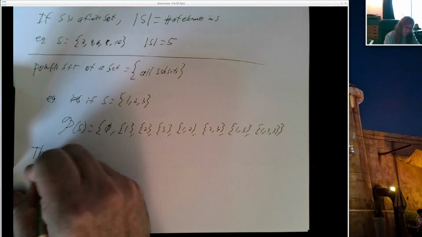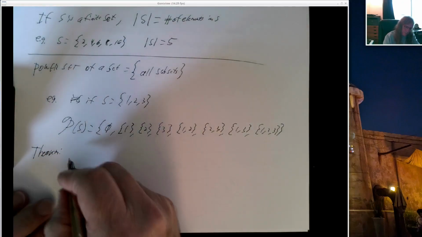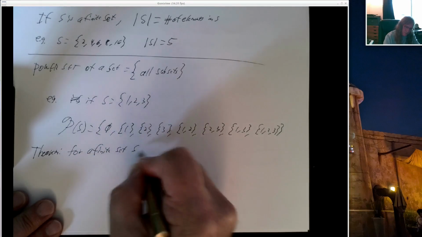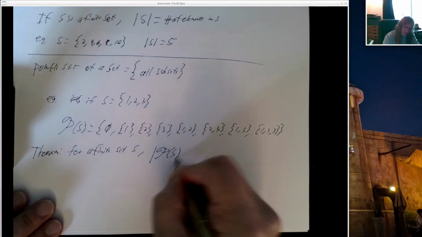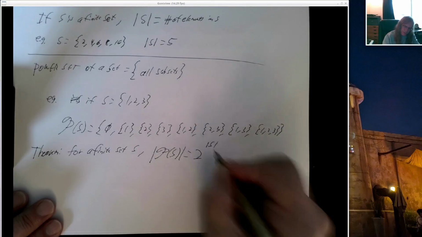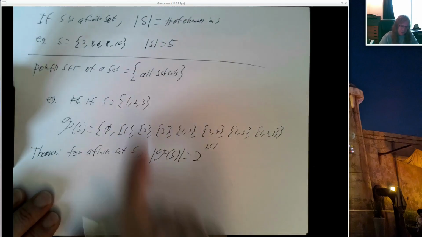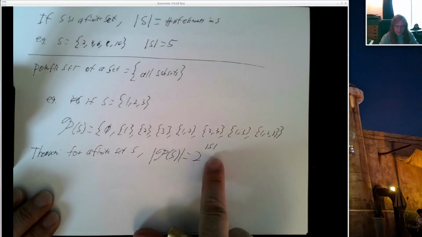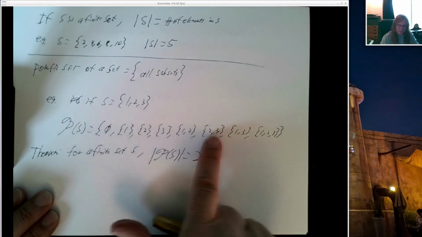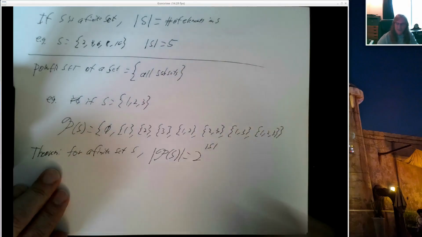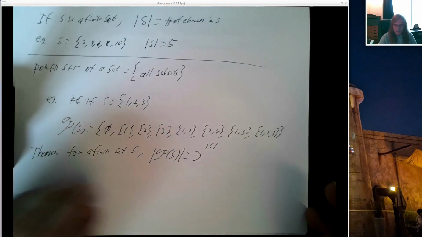So here's another theorem. For a finite set S, the number of things in the power set of S is 2 raised to the number of things in S. Our set S contained 1, 2, 3 things. This says the power set should contain 2 raised to the third elements. 2 to the third is 8. 1, 2, 3, 4, 5, 6, 7, 8 things. We'll visit this fact multiple times in this course.